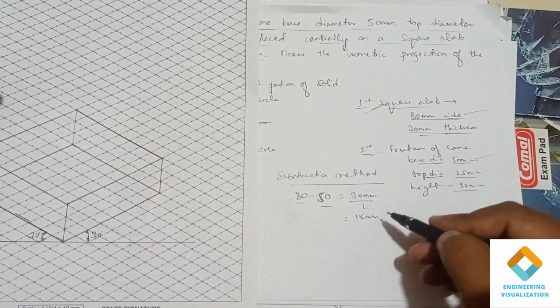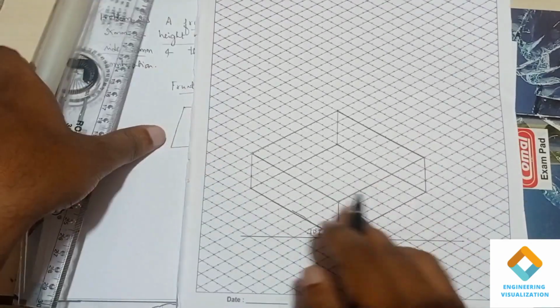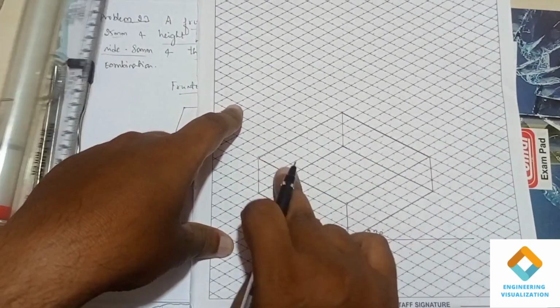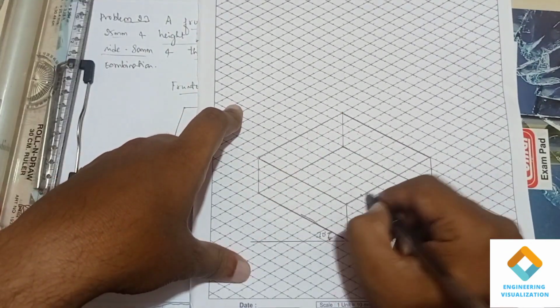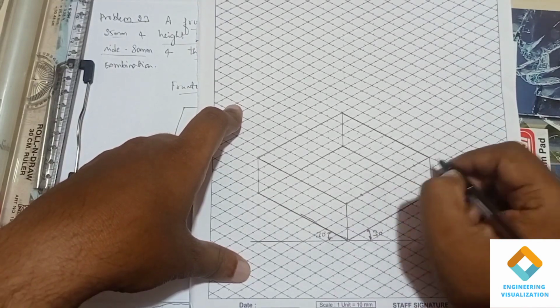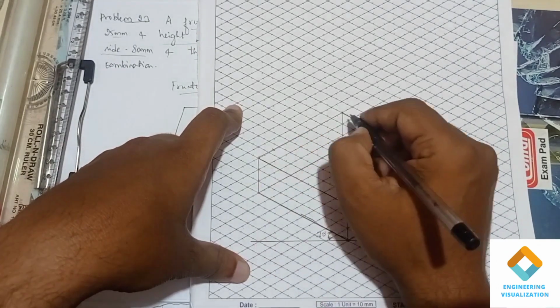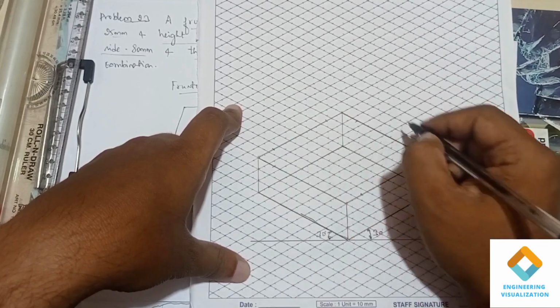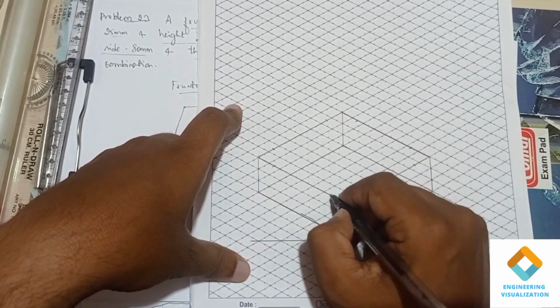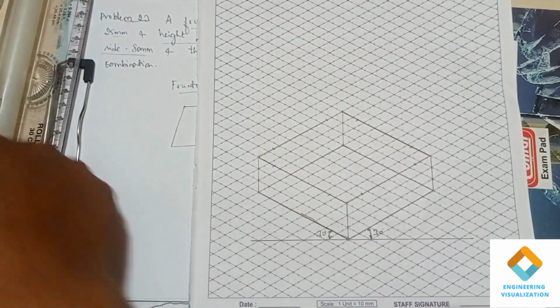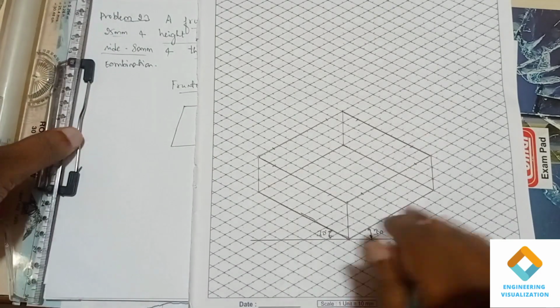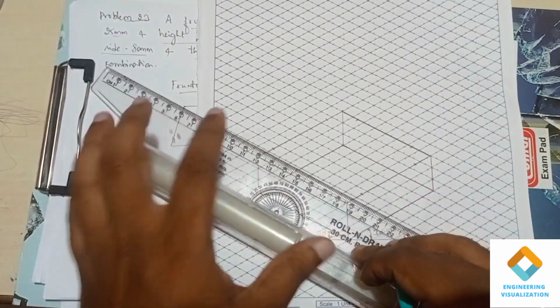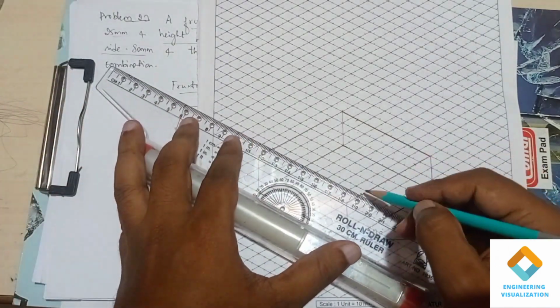At a distance of 15 mm, we can write 15 mm easily on the top box of 80. 15 here, 15 here, again 15 here, 15 here, 15, 15. You can mark easily. Now we need to draw lines where we have marked these points. We will be drawing with thin lines here.